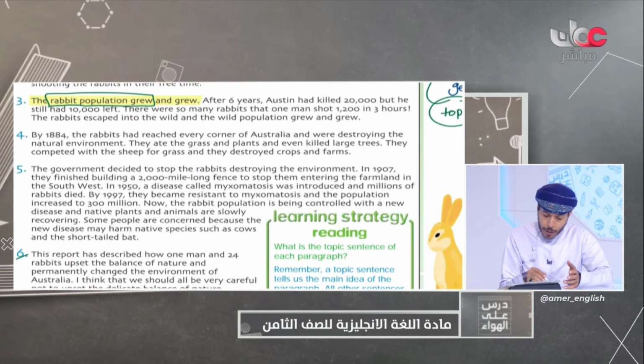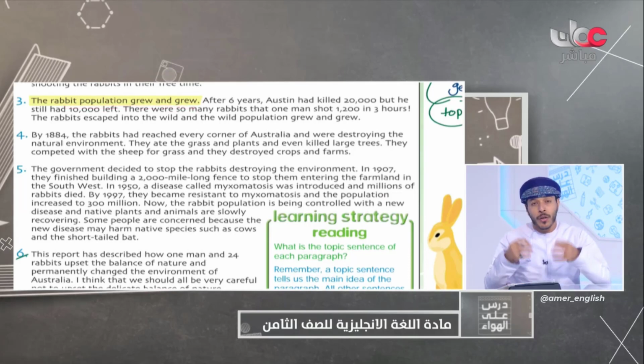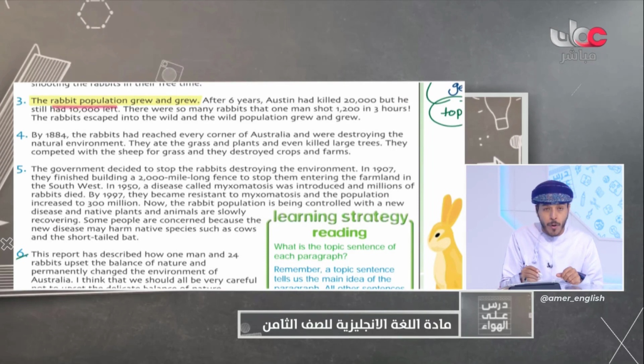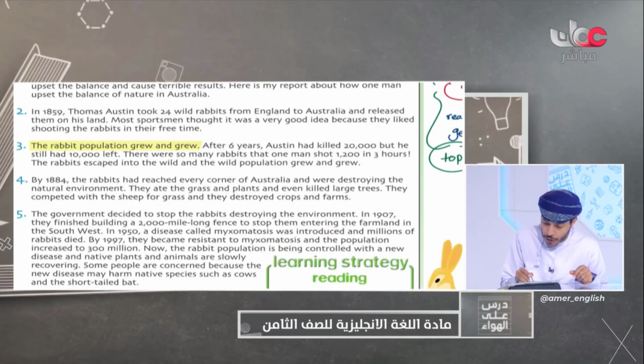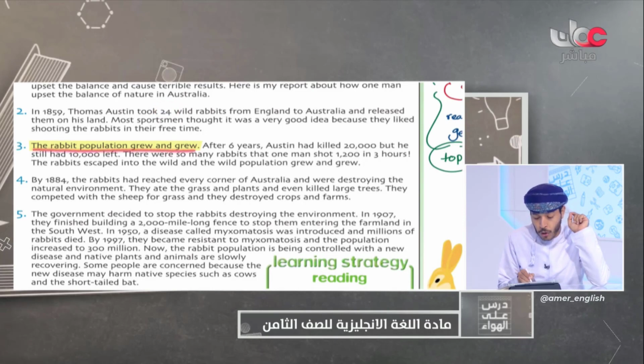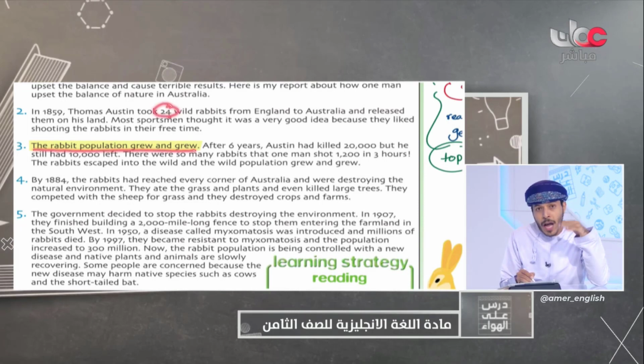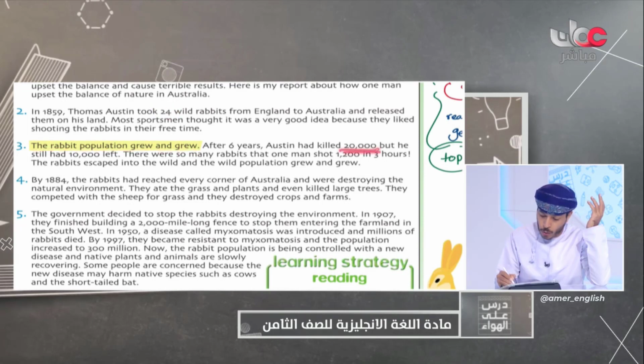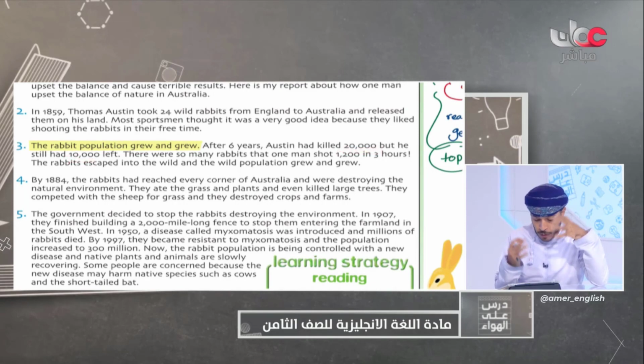Then in paragraph number 3, we are talking about the population of the rabbits, which is growing or developing. So here we are talking about the number of the population of rabbits. From the first sentence, Thomas Austin took 24 wild rabbits. There are only 24 rabbits, but then the rabbit population grows and grows. So the number 24 has grown up to reach 20,000. Okay, so here we are talking about thousands, so it's a big number.